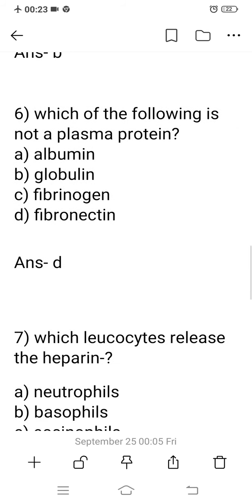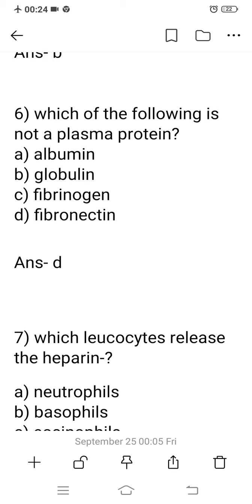Question number 6, which of the following is not a plasma protein? Option A, albumin. Option B, globulin. Option C, fibrinogen. Option D, fibronectin. Actually, options A, B and C, albumin, globulin and fibrinogen, are types of plasma proteins in our body, but option D, fibronectin, is not a plasma protein.